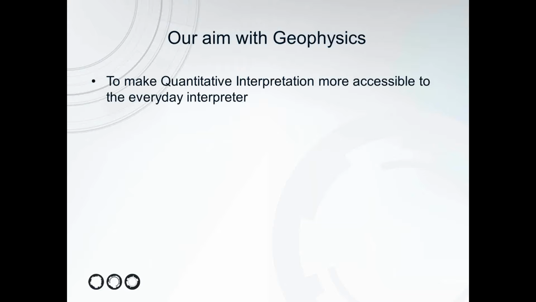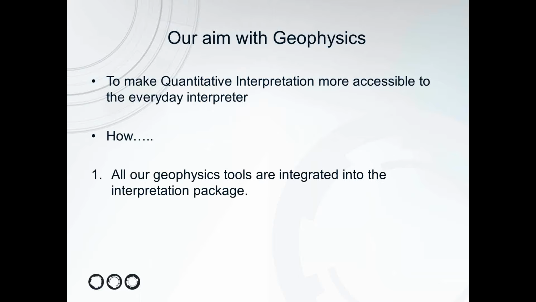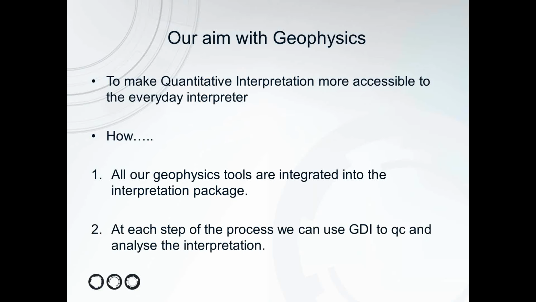So just to start, I want to briefly mention what our aim is with geophysics. So really what we're trying to do is to make quantitative interpretation much more accessible to the everyday interpreter. And how, you may ask? Well, firstly, all our geophysics tools are integrated into the interpretation package, in this case Petrel, so you don't have to leave Petrel or leave your interpretation space to do any of this work. And secondly, at each stage of the process we can use the GDI to help QC and analyze the interpretation that we're doing. So it's really a kind of iterative process between interpretation and analysis.